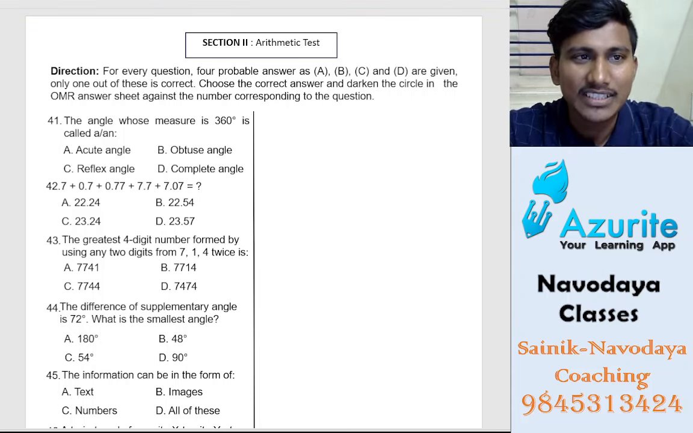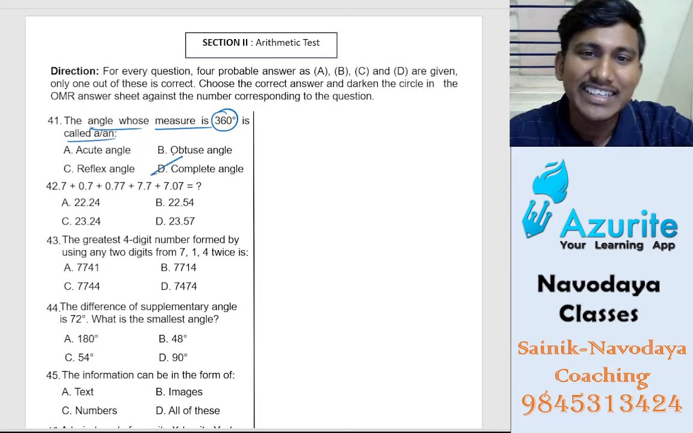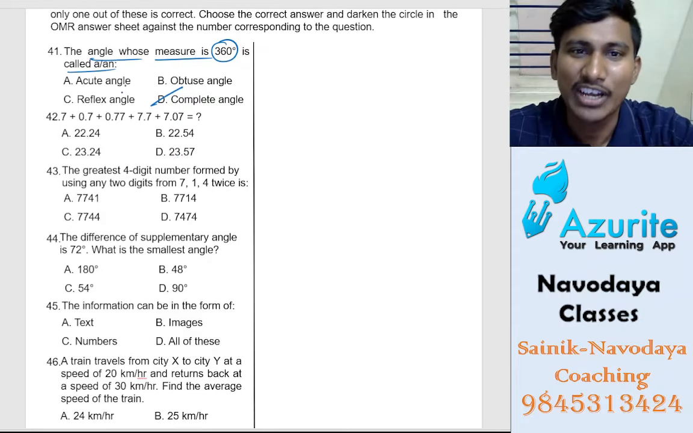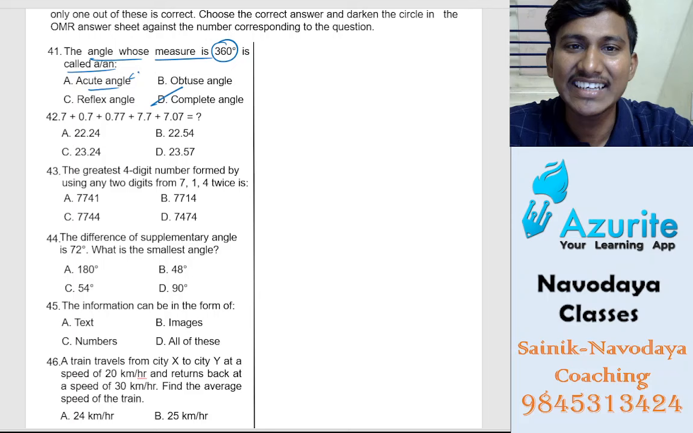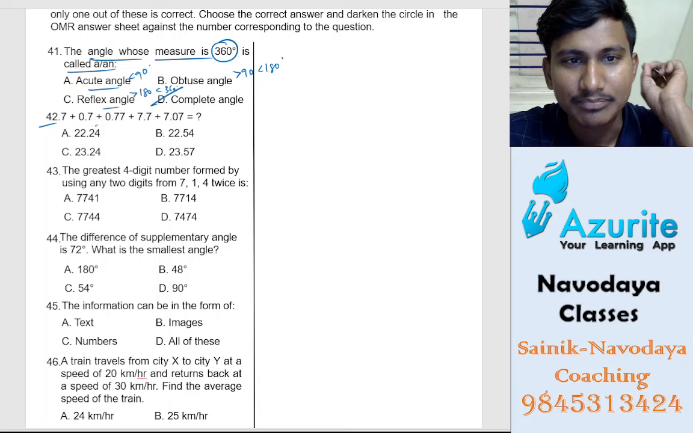So what is the answer? The angle whose measure is 360 degrees is called what? It is a complete angle, option D, right? We know acute means less than 90 degrees, obtuse means more than 90 and less than 180 degrees, reflex means more than 180 and less than 360 degrees, right? So that we know. Now 42 is also easy, just addition.